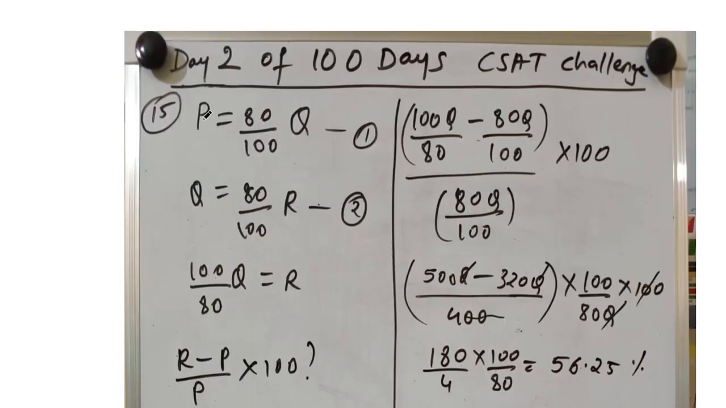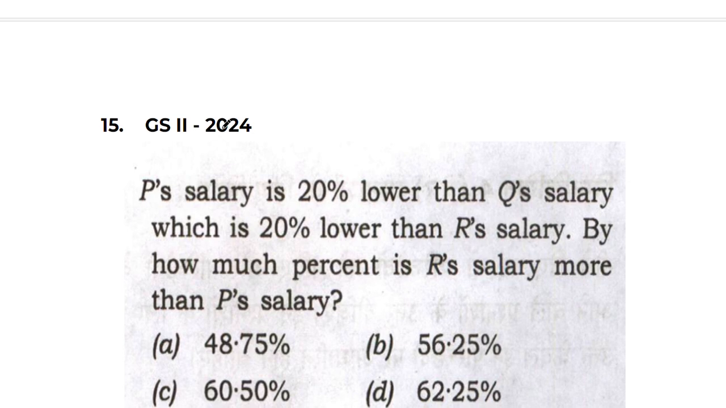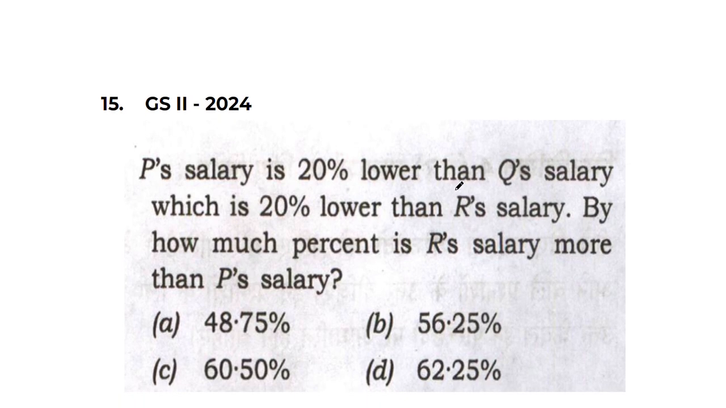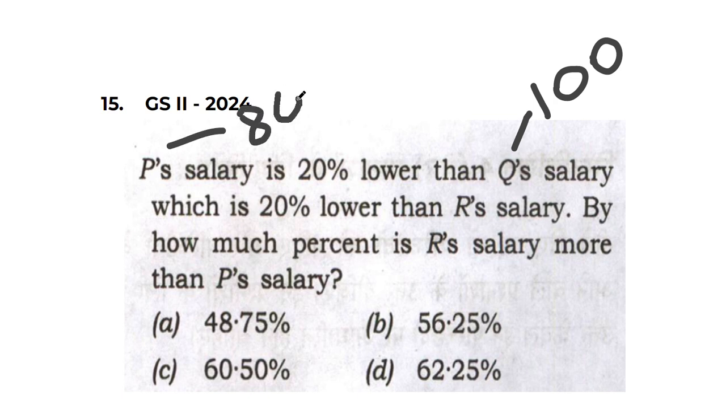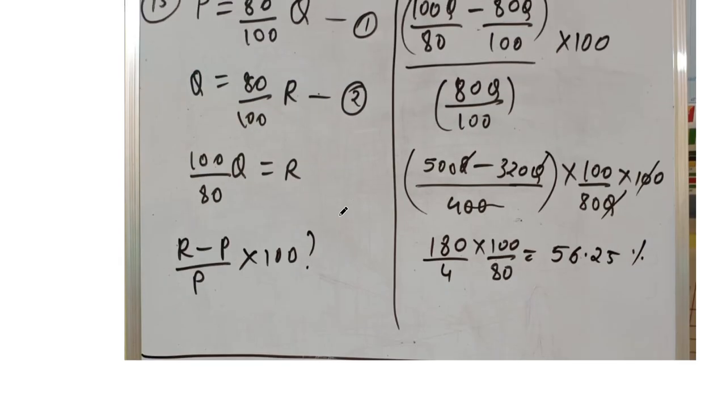Let us assume, they say P's salary is 20% lower than Q. If Q's salary is 100 rupees, we are assuming 20% less than 100 means what? P's salary will be 80 rupees. Correct? Again, forget the first line. Now check the second line. They are telling Q's salary is 20% lower than R's salary. Then we can say if R is having 100 rupees salary, Q's salary would be 80 rupees. Okay, by keeping this in mind, we'll go here.